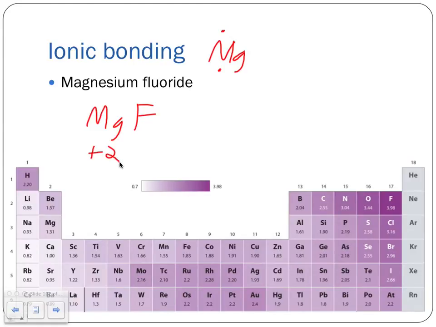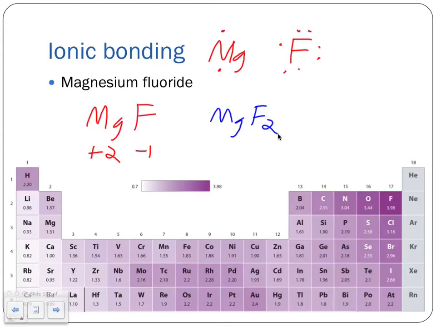Fluorine, on the other hand, drawing it out, has 7 valence electrons, 1, 2, 3, 4, 5, 6, 7. To get to a full octet, it's going to want to gain 1 electron, and so it's going to be -1. To make these balance out, all the previous ones we had here just happened to turn out nicely where we didn't have to balance them. But for this to work, we have to have 2 fluorines, so MgF2 is going to be our formula to get the oxidation numbers to balance out.